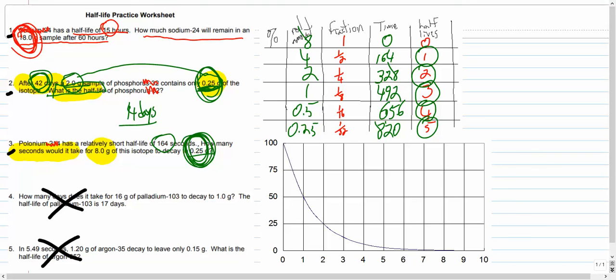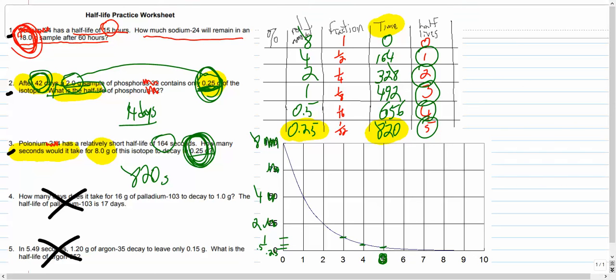So how many seconds was that? To get to the 0.25, that was 820 seconds worth. Okay, so our answer there is 820 seconds. So if you wanted to use the graph to solve this problem here, our original amount was 8, so that would be up here. Cut that in half 4, cut that in half 2, cut that in half 1, that's right here. Cut that in half 0.5, that would be right here. And then cut that in half, that's 0.25, that would be right here. So we're interested in this 5th half-life right here.